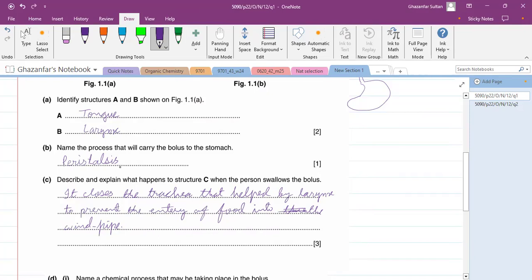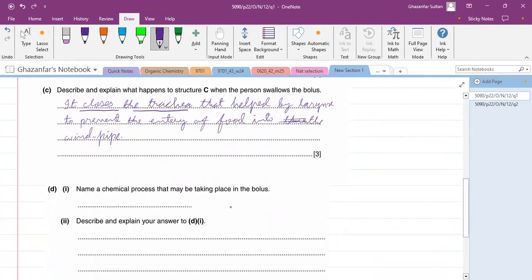So there are 3 marks. One mark is for that it closes the trachea. Mention the name trachea or windpipe. So 2 marks and 1 mark for mentioning what does it do. So in this way, you can get the 3 marks.